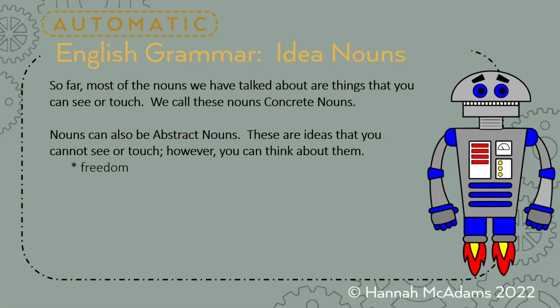Okay, you can think about freedom or you can feel freedom, right? You can think about goodness or you can show goodness. You can think about joy or you can show joy to others, right? You can think about courage or you can be courageous. You can think about inspiration, okay? So these are all abstract nouns.